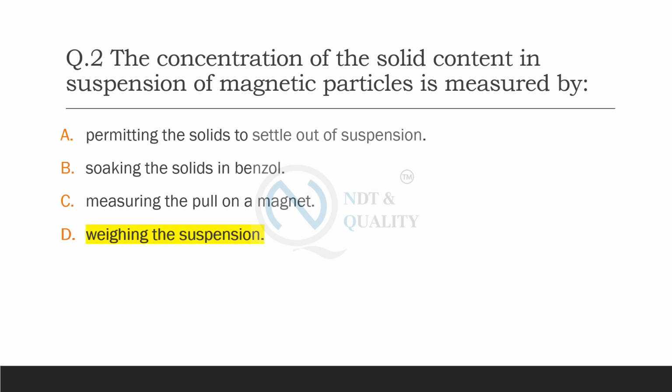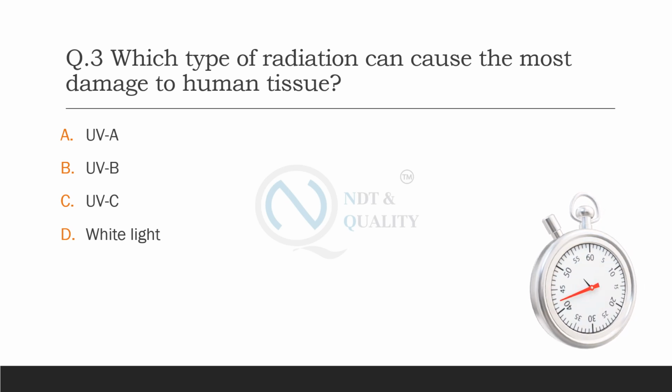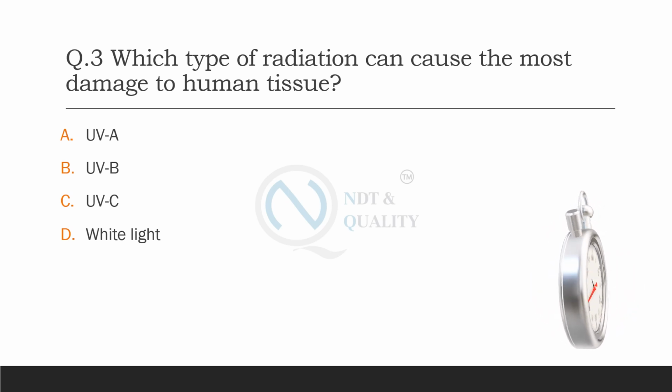You just have to see the questions and pause the video, then solve the questions. So question 3: which type of radiation can cause the most damage to human tissues? Our options are UVA, UVB, UVC, and white light.